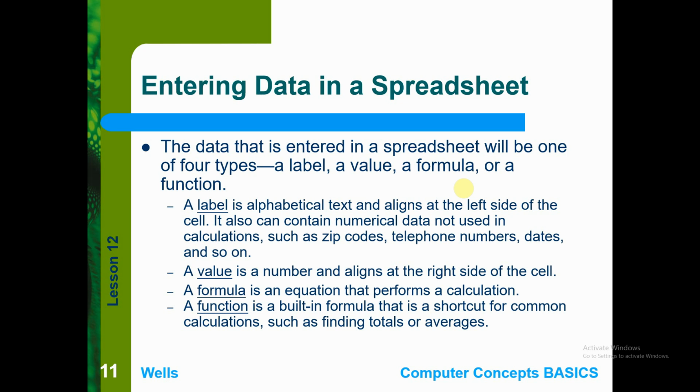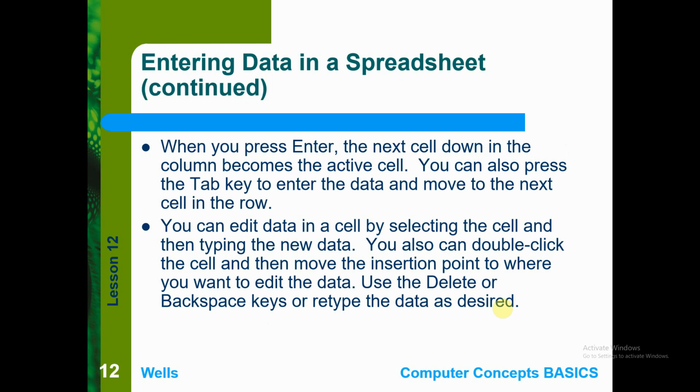If it is a value, it is automatically a number, aligned to the right side. A value cannot have letters; it should go with the default of numbers only. Then a formula is an equation. I will demo that later. And then we have a function. These are built-in formulas, with buttons we can use as shortcuts for common calculations, such as average, or finding totals of numbers or groups of numbers. When you press Enter, the next cell down automatically becomes the active cell.